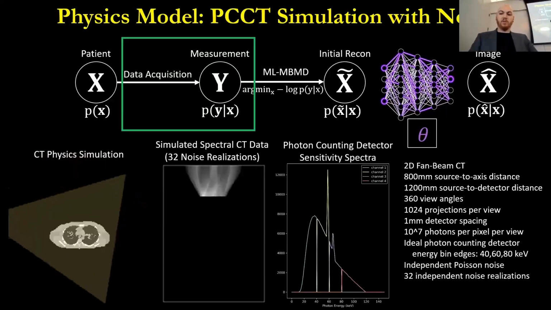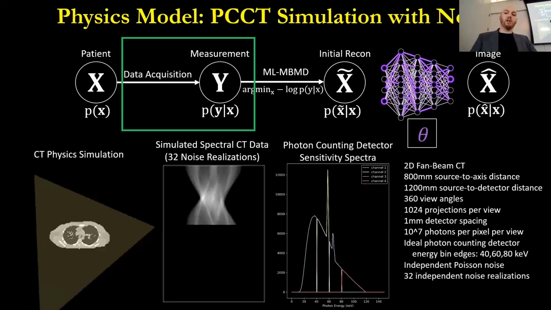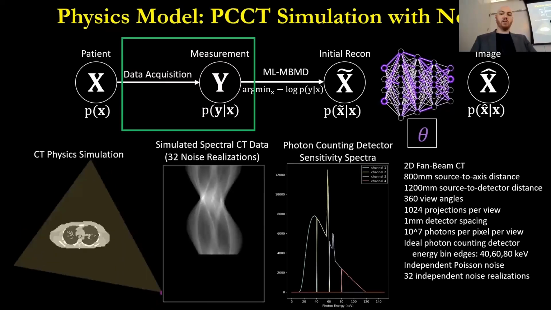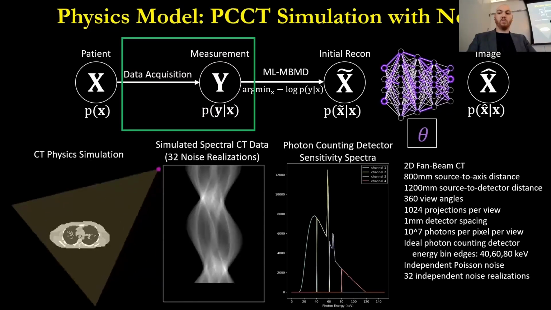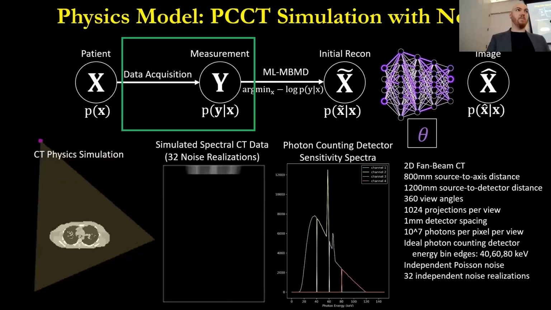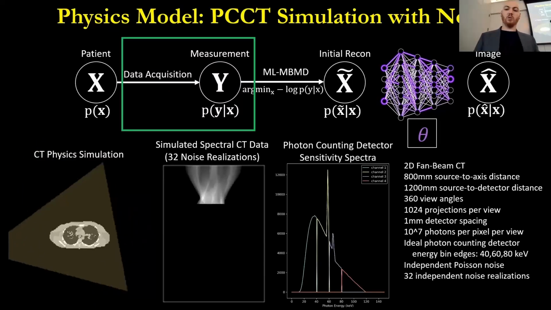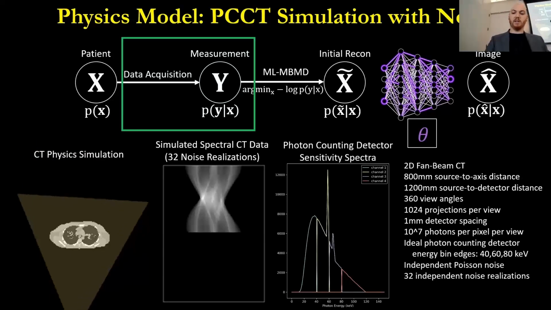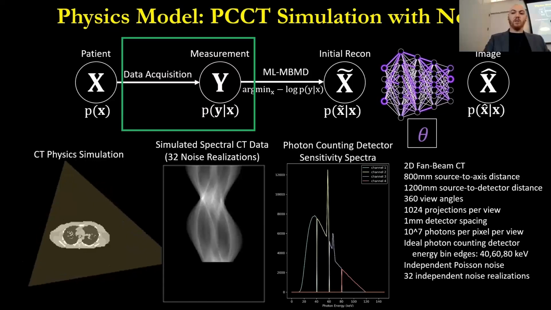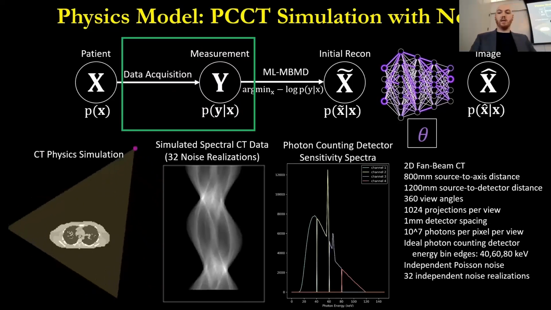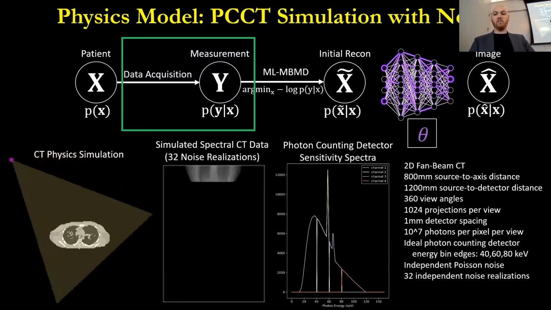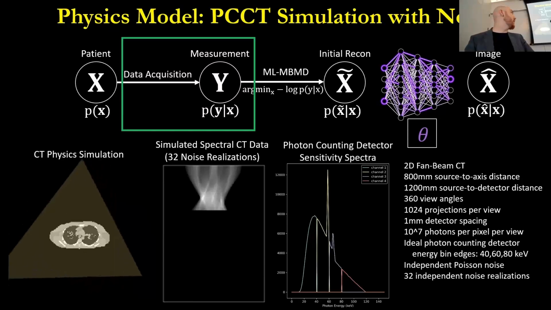So next we use spectral CT physics simulation to generate measurements with multiple noise realizations. Our approach can apply to any spectral CT system, but for this demonstration, we just chose to simulate an ideal photon counting detector with energy bin thresholds at 40, 60, and 80 keV. We generated 32 independent noise realizations for each case.